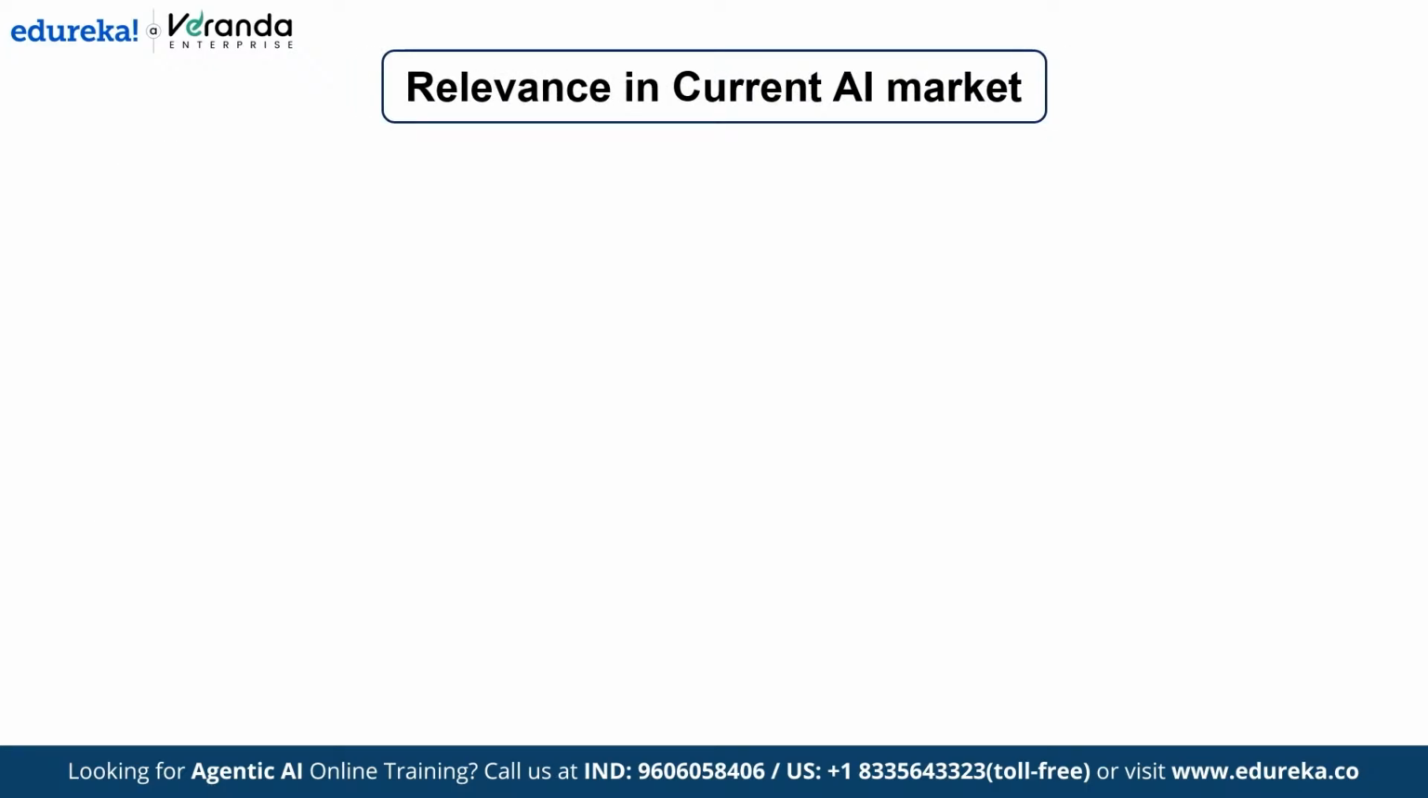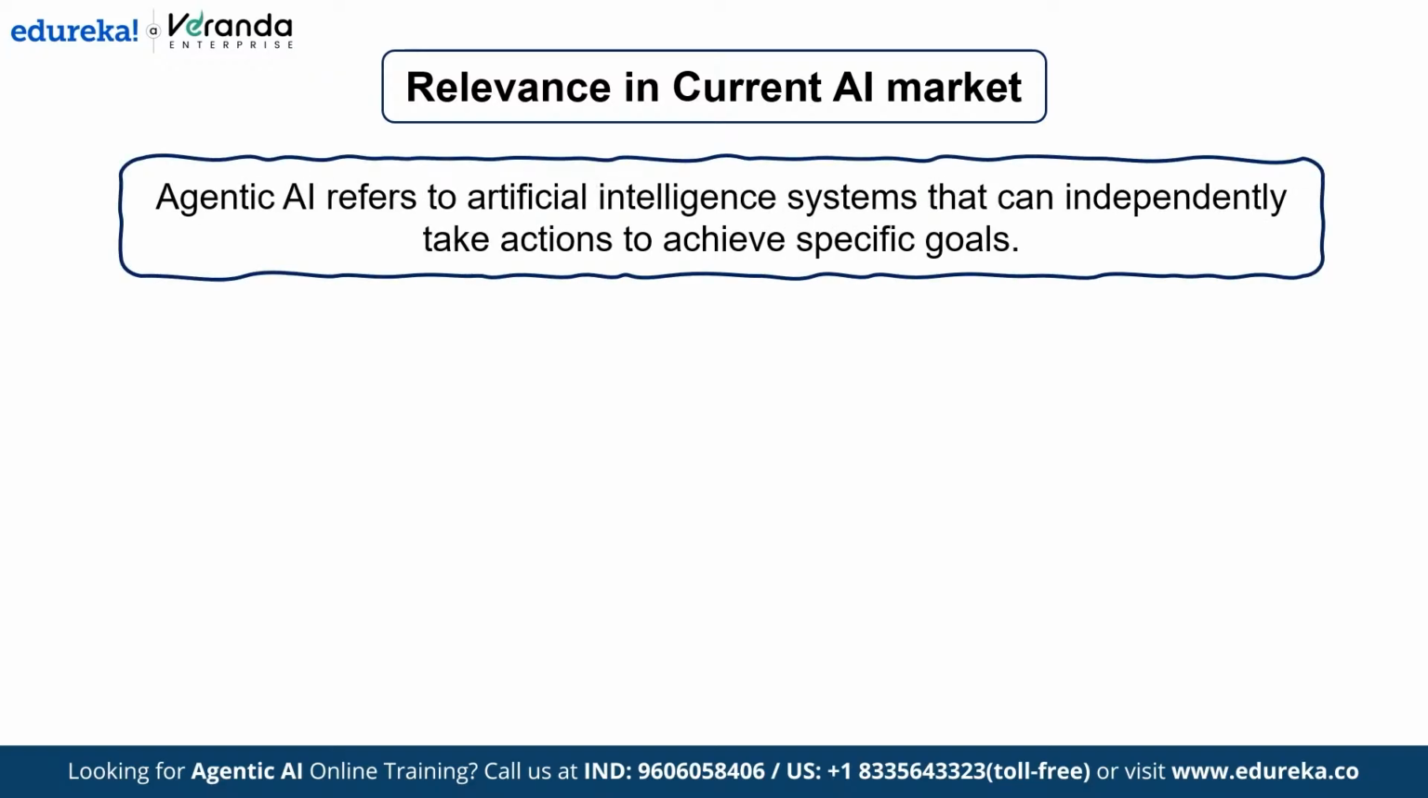Now, let us see its relevance in the current AI market. When AI systems can act autonomously to accomplish predefined objectives, we call that Agentic AI, making it highly relevant in the current AI market. Its autonomy allows it to operate without continuous human guidance, making decisions and adapting dynamically to achieve objectives.